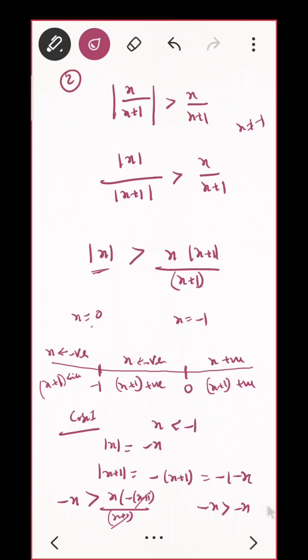Do you agree minus x is greater than minus x? Is it a true statement? When is this true? Even when you put x equal to 0, it is not true. This is only strictly greater than. If it was this, then it was okay. Do you agree? But this is not given, correct?